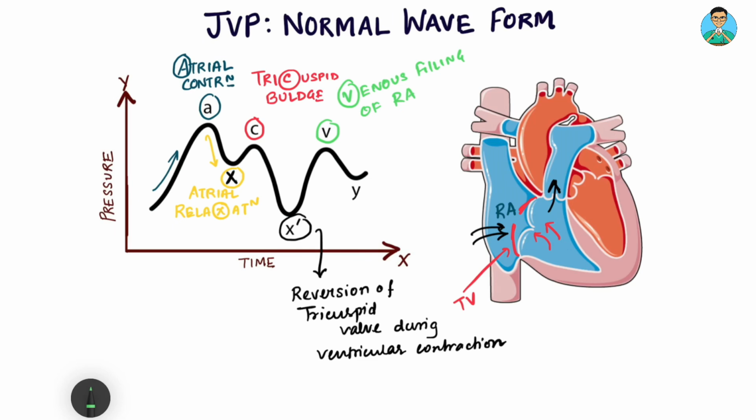And as venous blood fills the atrium, the pressure within the atria again starts to build up and goes up. By now, ventricular systole, or ventricular contraction, ends and ventricular diastole begins, and the atria start emptying their blood into the RV through an open tricuspid valve. As the blood gets emptied into the right ventricle, the blood content within the right atrium decreases and the pressure also decreases. So these are the key components of a normal jugular venous pulse wave.